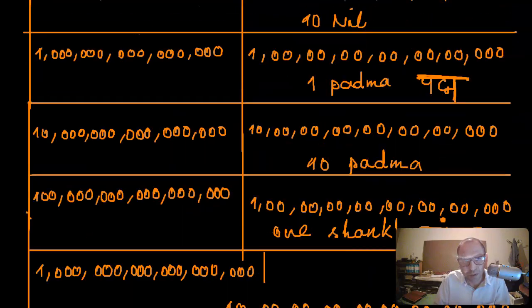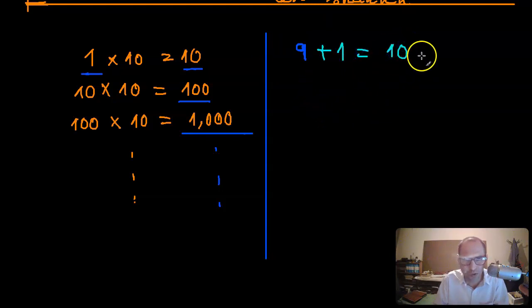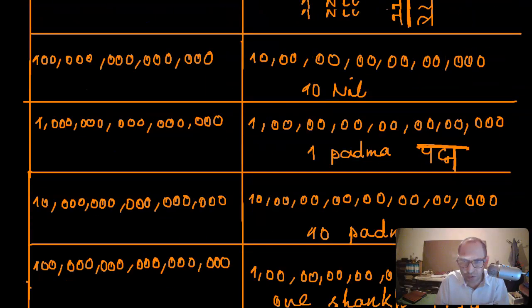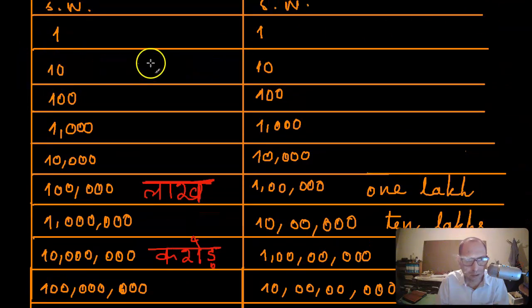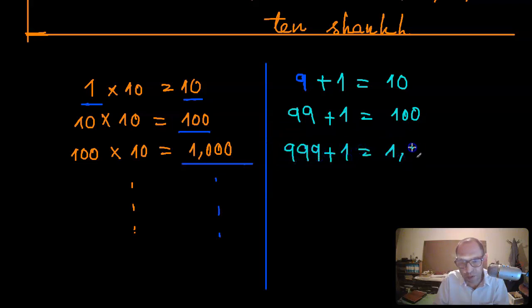Now, using this method, you can take the greatest 1-digit number, add 1 to it, and you will get 10, which is the smallest 2-digit number. Again, the greatest 2-digit number, which is 99, if you add 1 to it, you'll get to 100, the smallest 3-digit number. 999 plus 1 is the same thing as 1,000, which is the smallest 4-digit number. So that way you can also get to the same numbers, right?